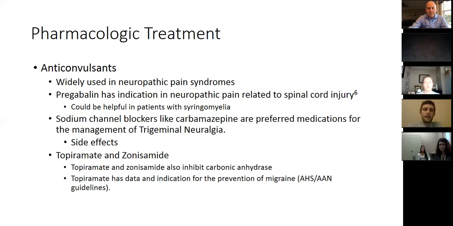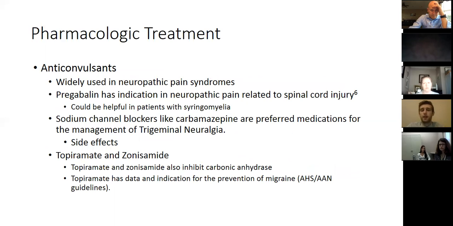All right. And the next option in therapy, anticonvulsants. So widely used in neuropathic pain syndromes. Lyrica, pregabalin, actually does have an indication in neuropathic pain related to spinal cord injury. And this could be helpful in patients with syringomyelia who have that spinal nerve compression and spinal nerve damage there. This medication is definitely a good option.